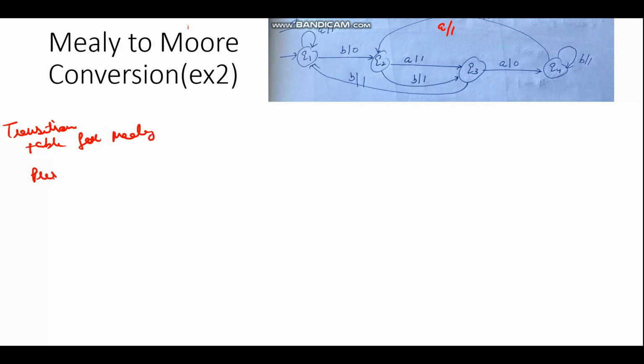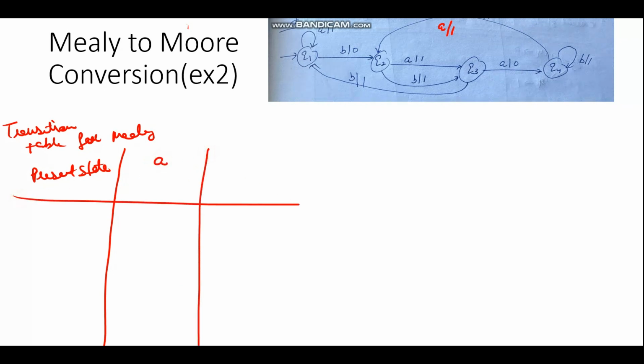We have the present state, or we can call that the current state. And then what do we have next? We have next states, in which for input symbol A and for input symbol B we will create entries. It will consist of the next state and then the output for that. Similarly for B, what will be the next state and what will be the output. We will write all these.